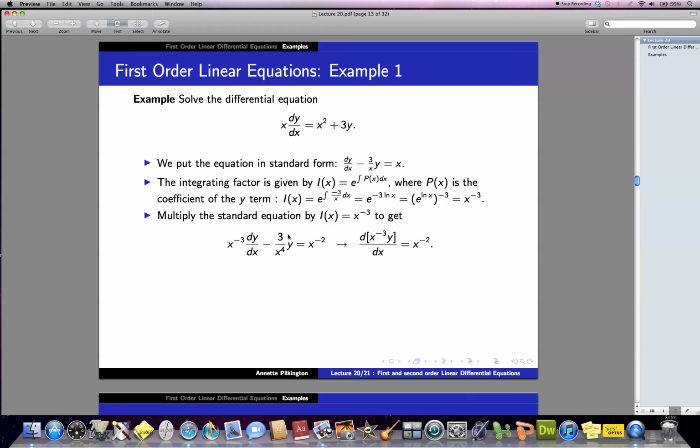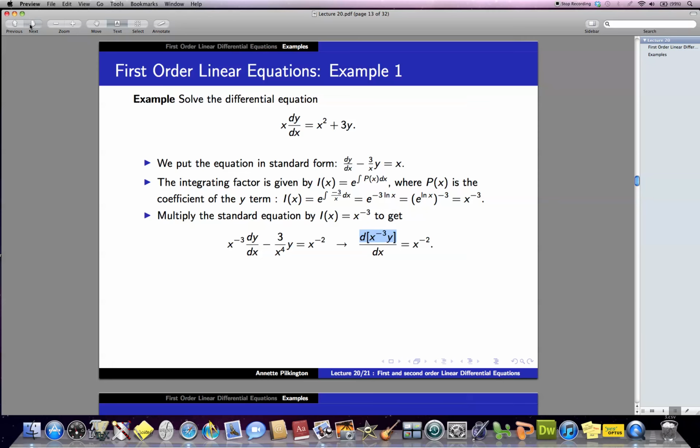Now remember, we did this because the left-hand side is going to be the derivative of y times the integrating factor. So this left-hand side is the derivative of y times I(x). And just to make sure that you've done everything properly, you can check that when you differentiate this, you get the left-hand side of this equation. And this is equal to what we have on the right, which is x to the minus 2.